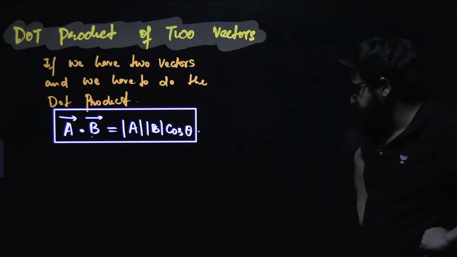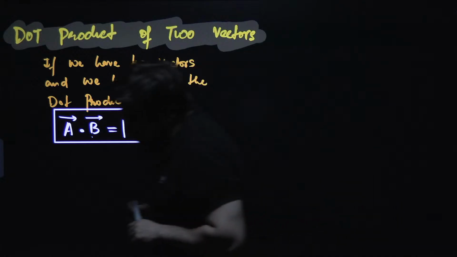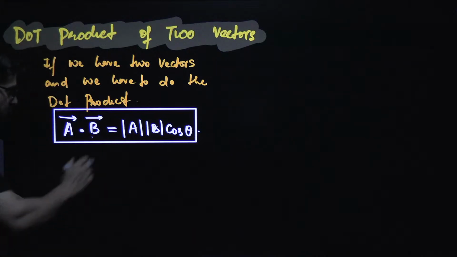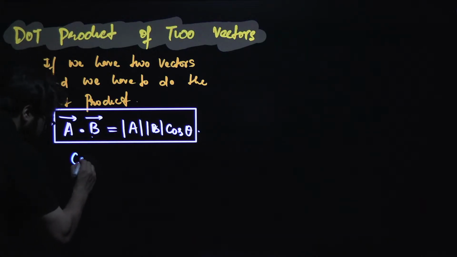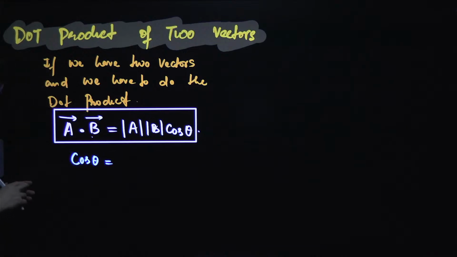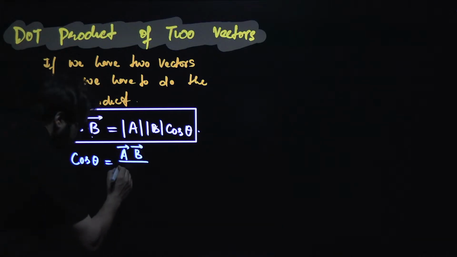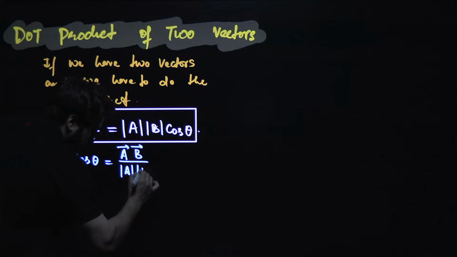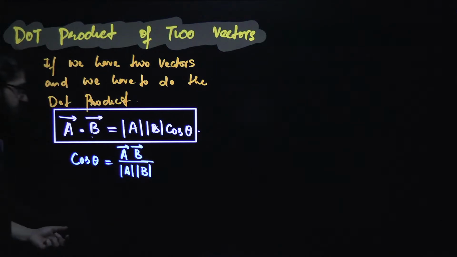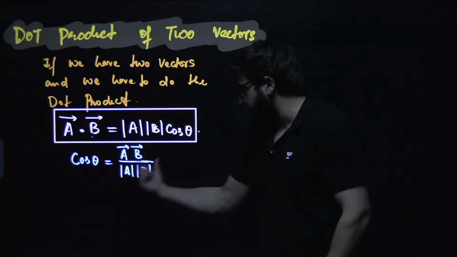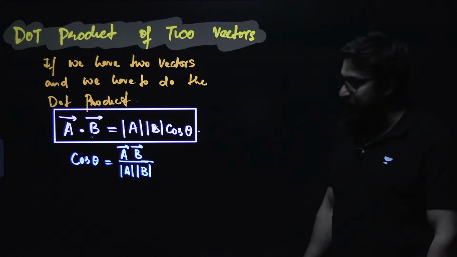Cool? Yes. Now, my dear friends, I would want you guys to understand one thing. From here, if somebody asks you to find the value of cos theta, you can say, sir, the value of cos theta will simply be A vector dot B vector divided by mod of A vector, mod of B vector. This is the value of cos of theta in this particular case.